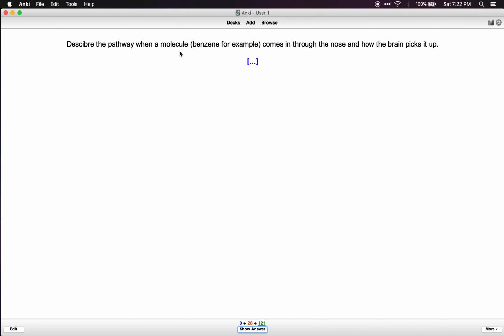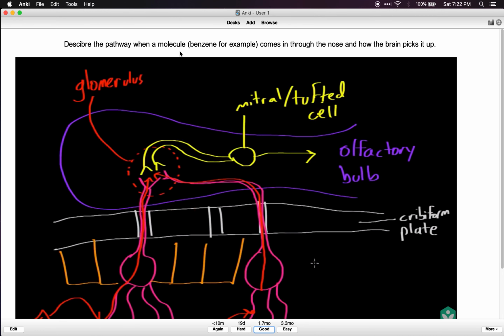Describe the pathway when a molecule comes in through the nose and binds to the basal cells' receptors, specifically G protein, which signals an action potential to the olfactory bulb and to the glomerulus, then the mitral and tufted cells, and then sends them to the amygdala of the brain.